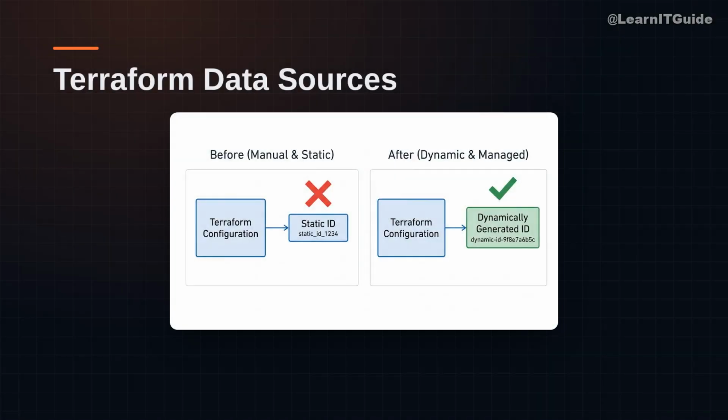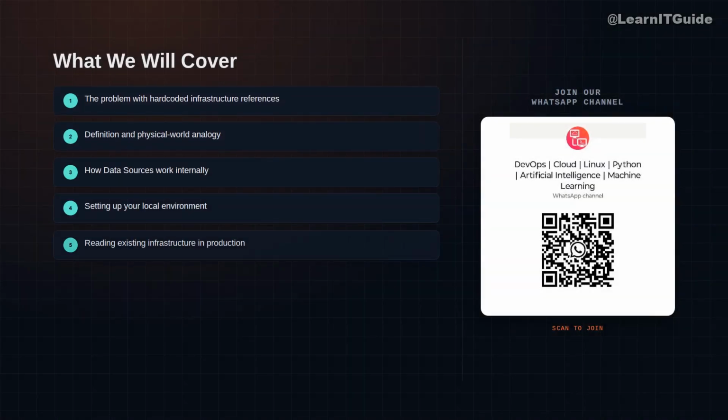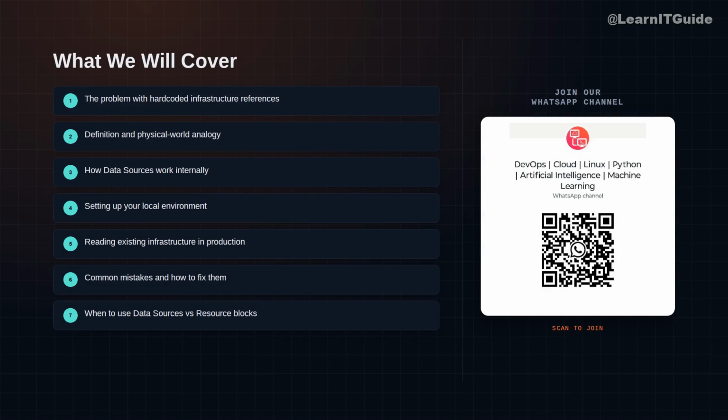Let us take a look at how you can stop managing static IDs and start writing infrastructure as code that actually adapts to your environment. These are the topics we are going to cover in this video. Specifically, we will look at why hard-coding IDs is an anti-pattern, how data sources function under the hood, and we will walk through real-world production examples. Watch the full video without skipping any content to understand it better.